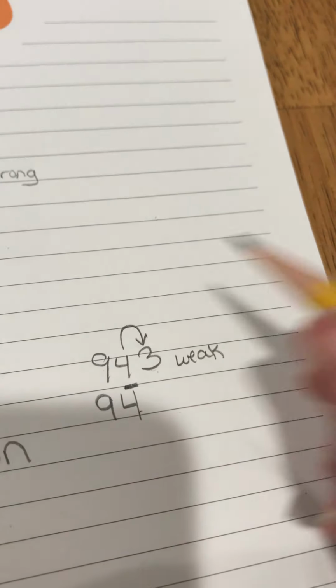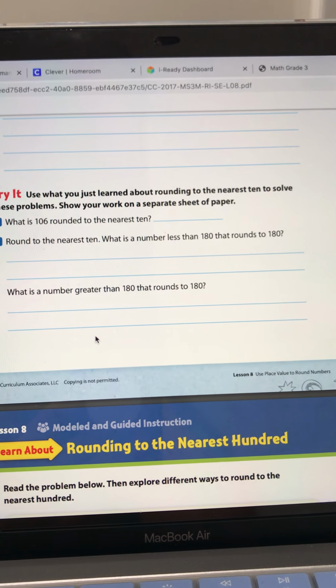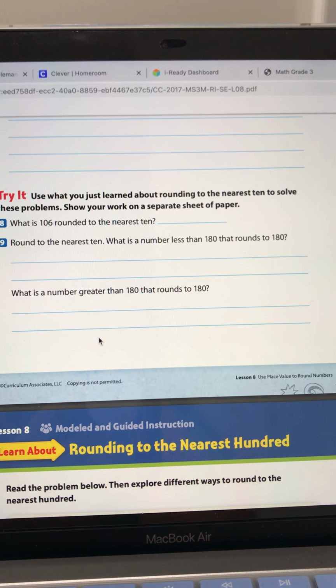So if you have room to do it over here in the scratch work on your side, I'm okay with the scratch work being there. Number 8 says, what is 106 rounded to the nearest 10? I want you to try that on your own, either with rounding buddies or with the number line roller coaster. And number 9 says, round to the nearest 10. What is the number less than 180? So you've got to pick something smaller than 180.